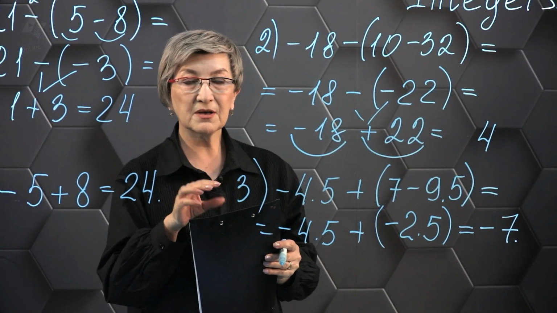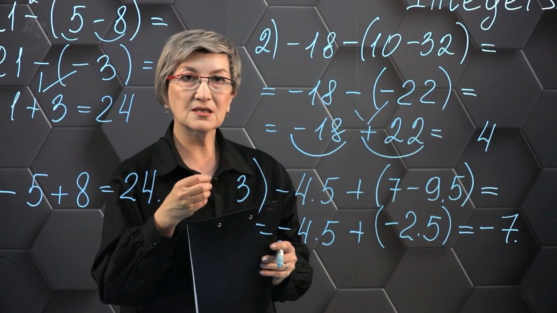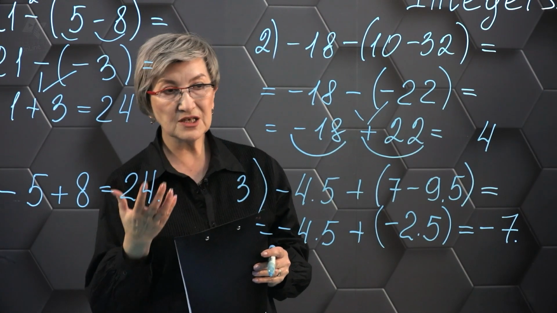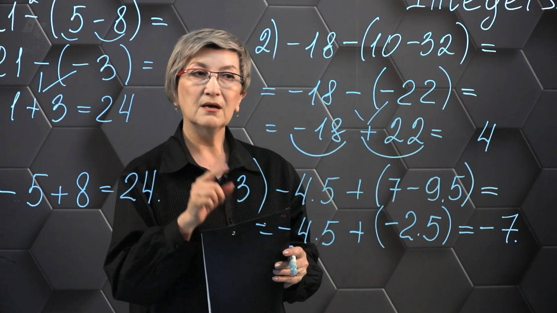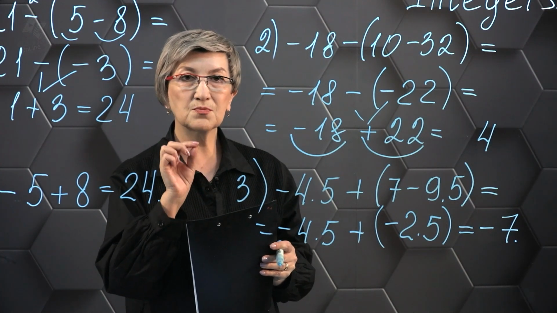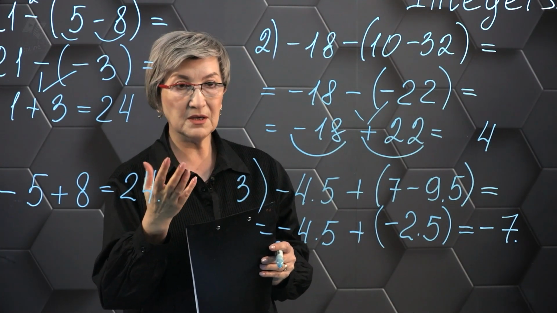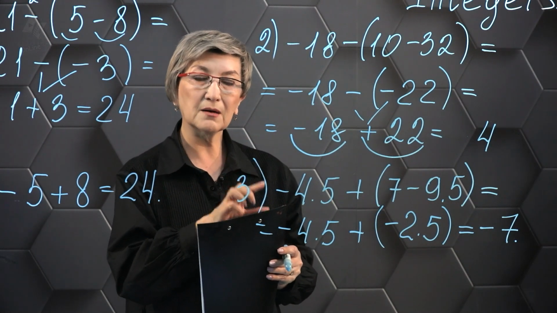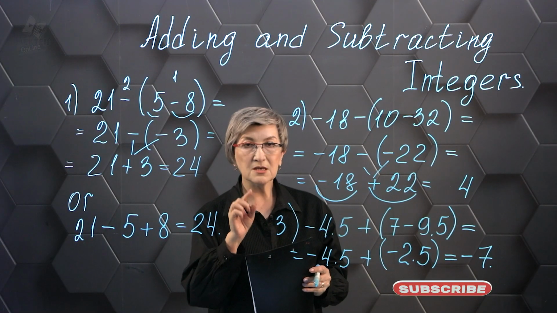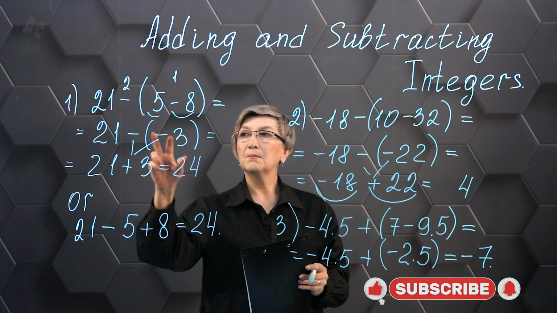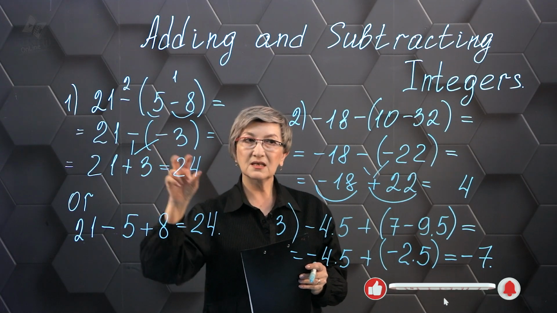When you solve examples in which you see numbers with different signs, positive and negative numbers, in this case you should use the rule of adding numbers with different or the same signs. And use the rule of consecutive signs, and then you will not make mistakes.